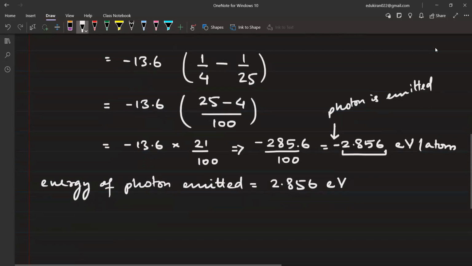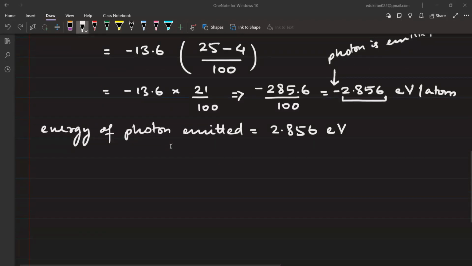Yes or no? Please tell me, guys. Are you having a doubt? Sir, where did the minus go? Sir, where is the minus sign? No doubt? No, sir, because it is emitted. Very good.